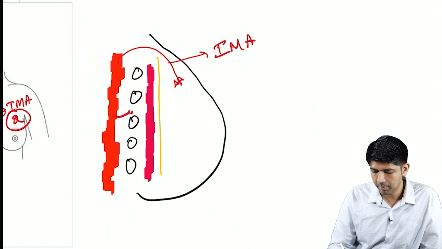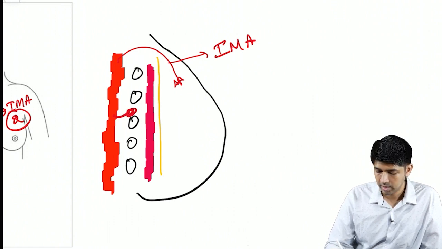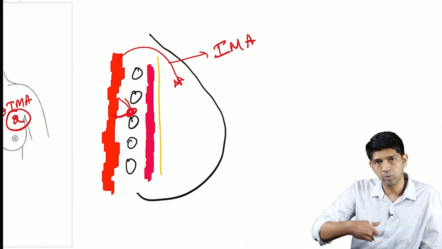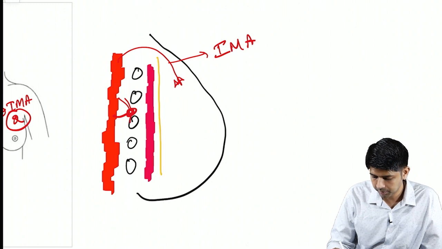Then it gives out other branches. This will be your intercostal arteries. Okay, so they run along the intercostal, all along the intercostal space, both anteriorly and posteriorly.